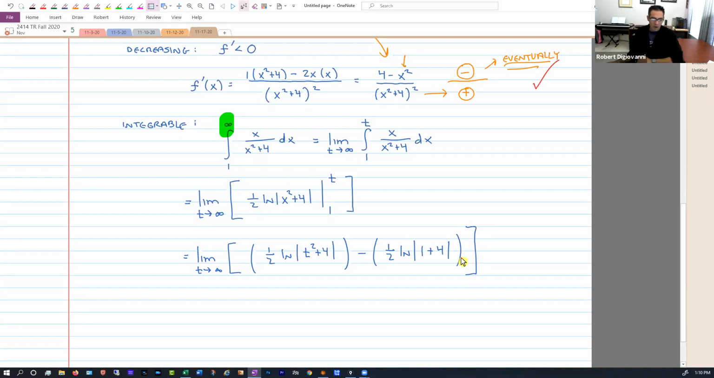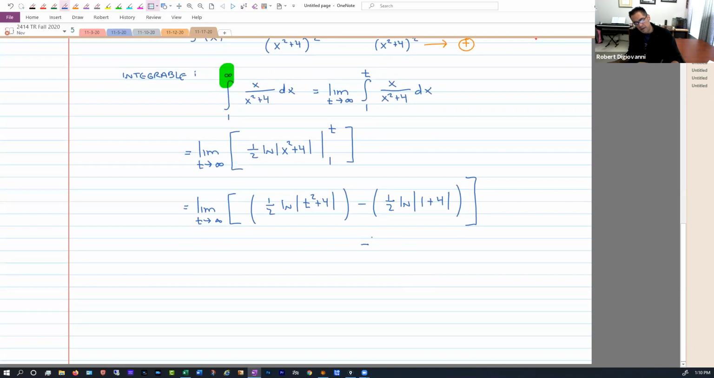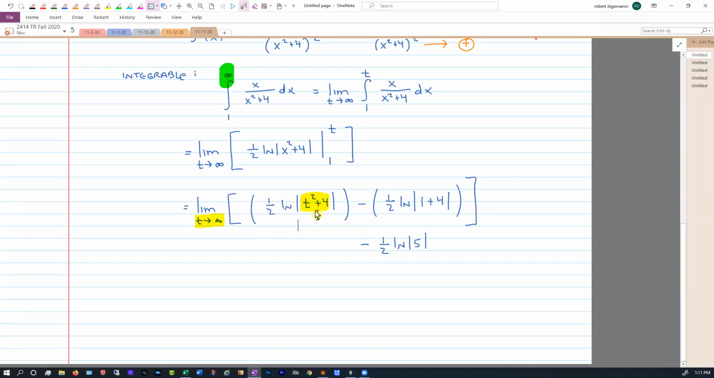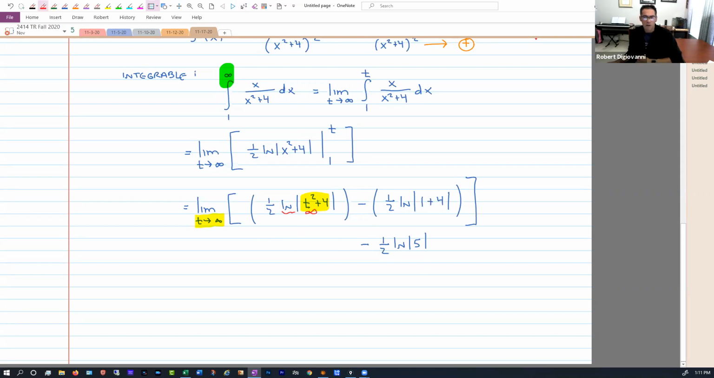Okay, there we go. So we are plugging in t, and then we plug in 1, and let's see what happens. This right here at the end is just 1/2 natural log of 5. We don't need the absolute value, but I'll put it there. Now what happens as t goes to infinity here? It becomes infinite, doesn't it? It's going to positive infinity. And then natural log of infinity would also go to infinity. So half of that is all going to infinity. And so what we have is divergence.